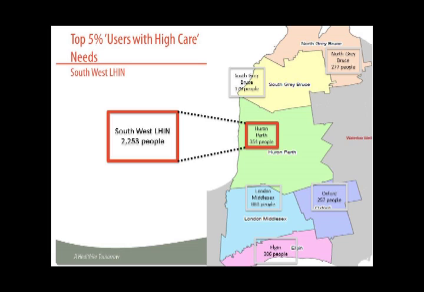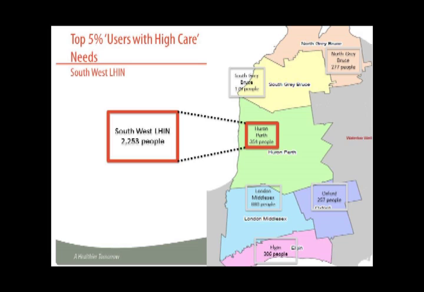In the Southwest LHIN, that definition, based on when we ran this data for 13-14, identified 2,253 people in the Southwest LHIN that meet that criteria. You can see in the slide, we actually have identified the number of people and how that breaks out to the health links across the Southwest LHIN.